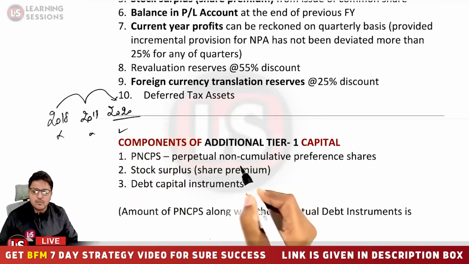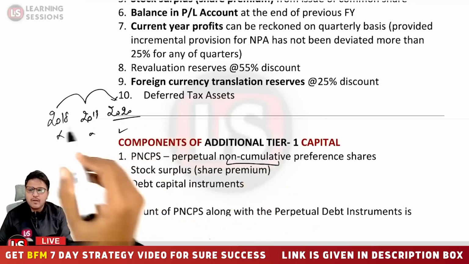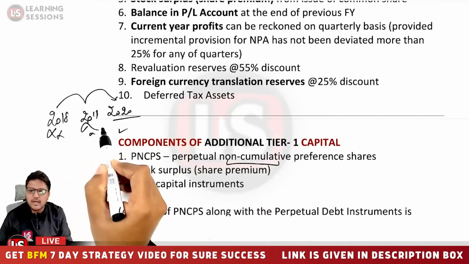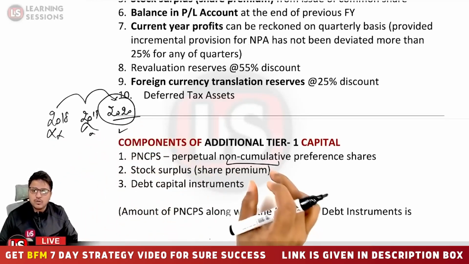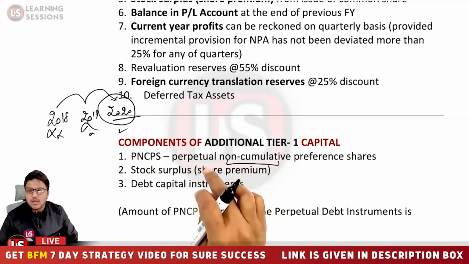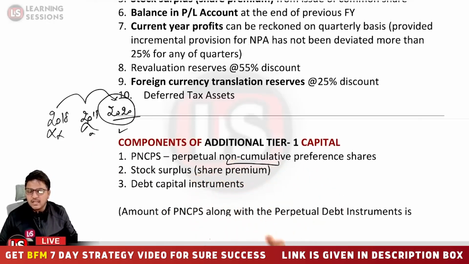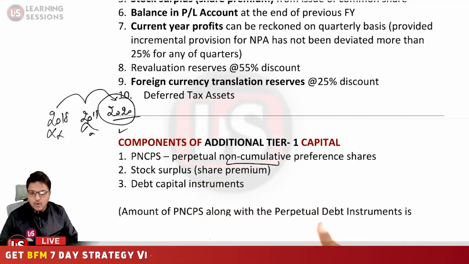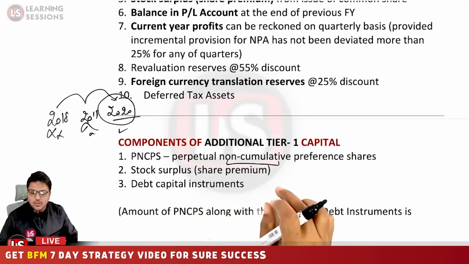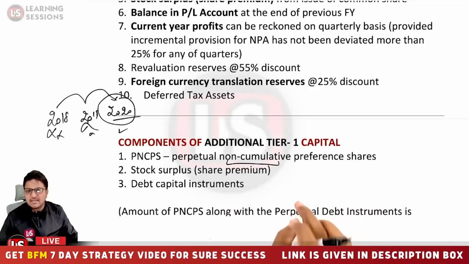But in the case of non-cumulative, what does it indicate? That it will not cumulate, and only the dividend for the current year will be paid. Okay, so that is related to non-cumulative. Perpetual means that the dividend will be paid for a lifetime. So that is basically the definition related to PNCPS. I already told you that different types of shares are issued, like PNCPS, PCPS, RCPS.